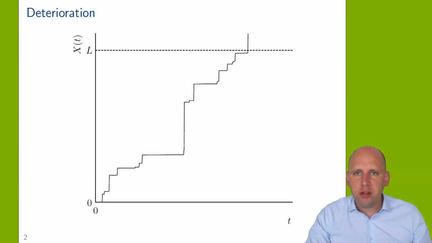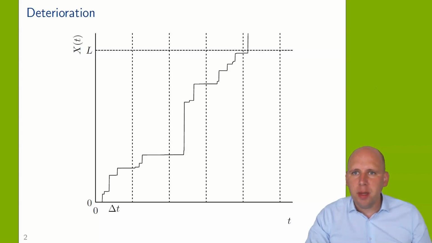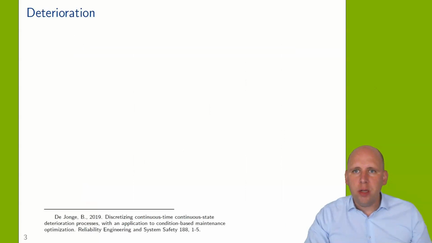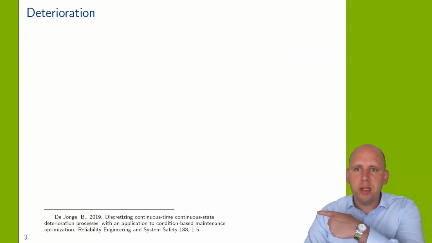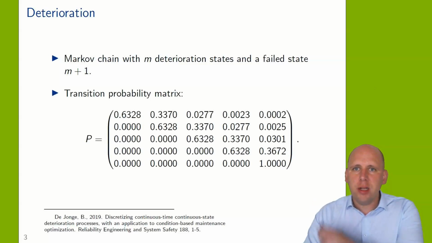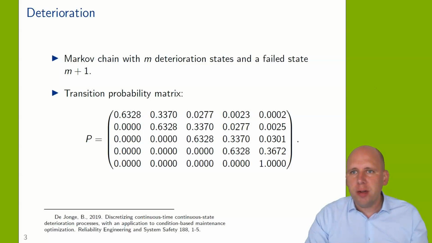Then, if we would like to use matrix algebra, we need to discretize the deterioration process. So what we do is we discretize time by making time steps of length delta t, and we subdivide the deterioration levels before failure into subintervals. We could then use, for instance, the discretization approach described in this study, and if we do that, then we get a Markov chain with a certain number of deterioration states m before failure and a failed state that we call state m plus 1. Transition matrix of such a Markov chain looks like this. Here we only have 5 states, but we could easily choose much more states to get a much better approximation.